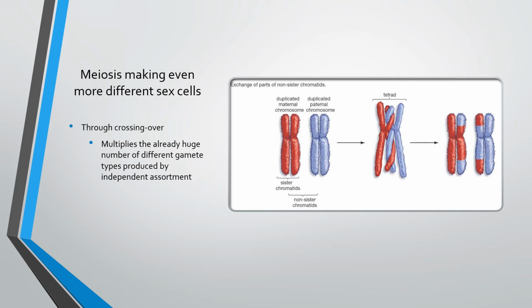The duplicated maternal chromosome and the duplicated paternal chromosome come together to form a tetrad. They are non-sister chromatids, the paternal and the maternal. They come together, form a tetrad, and then independent assortment occurs, and they come apart, and as this graphic shows, different portions stick with different chromatids.